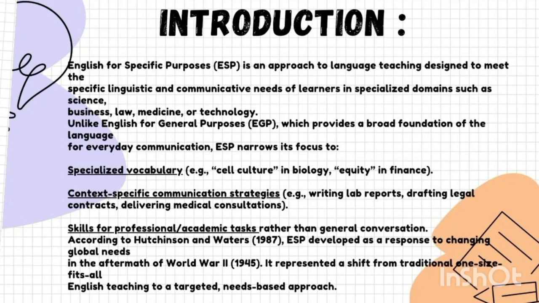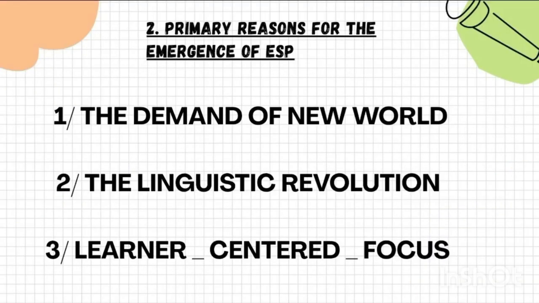Let's move to the next part, which is the main reasons behind the emergence of ESP. We have three main reasons. The first one is the demands of a new world, the second one is the linguistic revolution, and the last one is the learner centered focus. Let's begin with the first one, which is the demands of a new world.